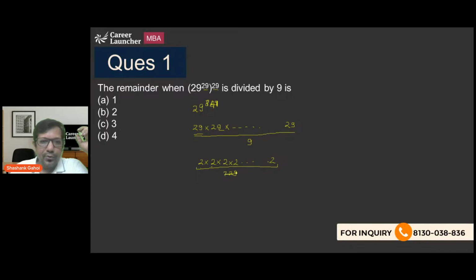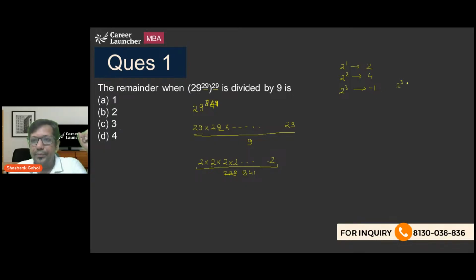So it is going to be what? 841. Now, 2 power 1 divided by 9 going to give me a remainder of 2. 2 square, so 4 divided by 9, is going to give me a remainder of 4. 2 cube, that is 8. 8 divided by 9 is going to give me a remainder of minus 1. So you can either say that remainder is 8, or you can say remainder is minus 1.